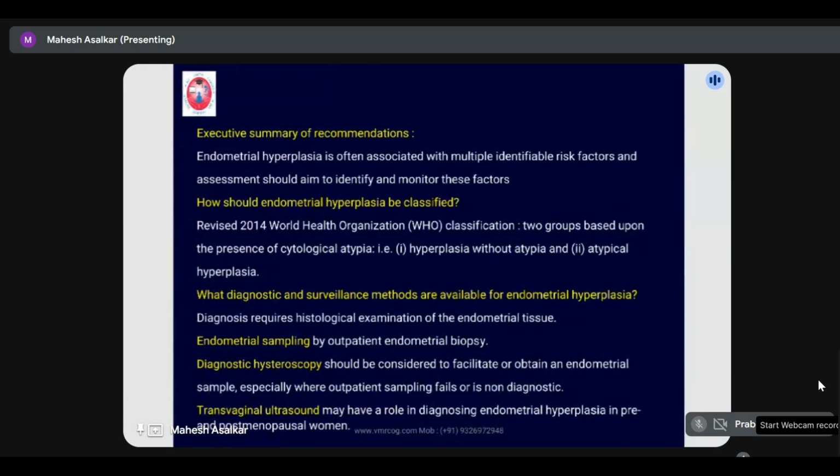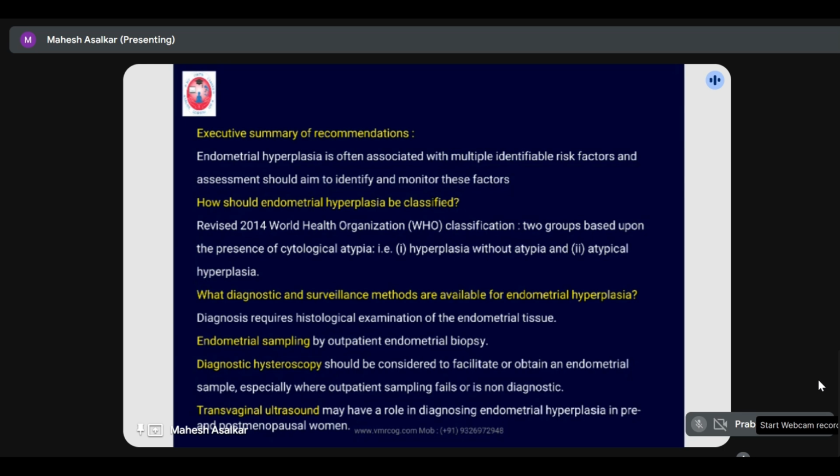So this is the executive summary of the recommendations from GTG number 67. Endometrial hyperplasia is often associated with multiple identifiable risk factors, and assessment should aim to identify and monitor these factors. There are certain identifiable factors, like obesity or high BMI of the patient, or the patient is on HRT, which we need to look into, identify and monitor.